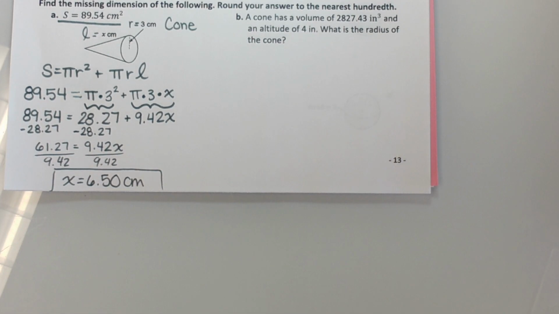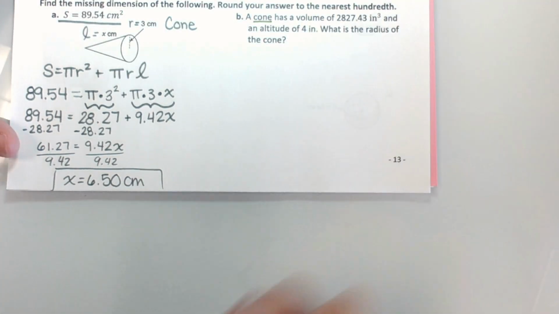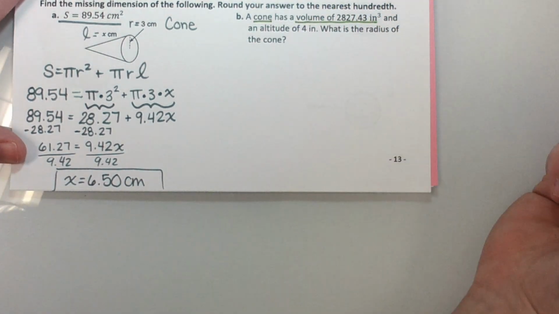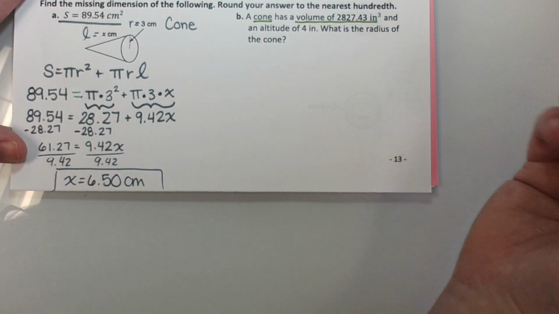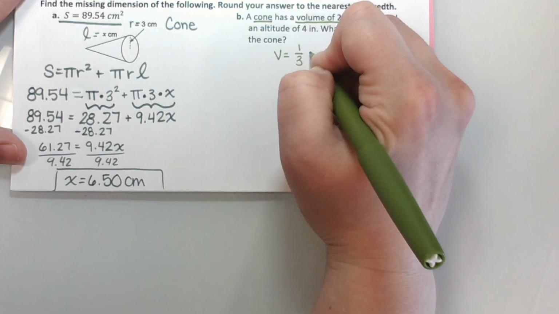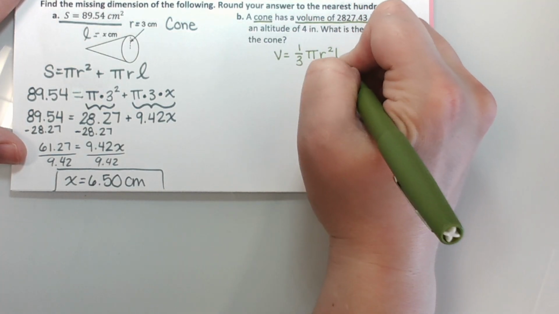Final problem doesn't have a picture. You don't need one, you approach it the same way. What shape is it? It says cone. It tells you volume, which means we're going to use the volume formula. Volume for a cone is this.